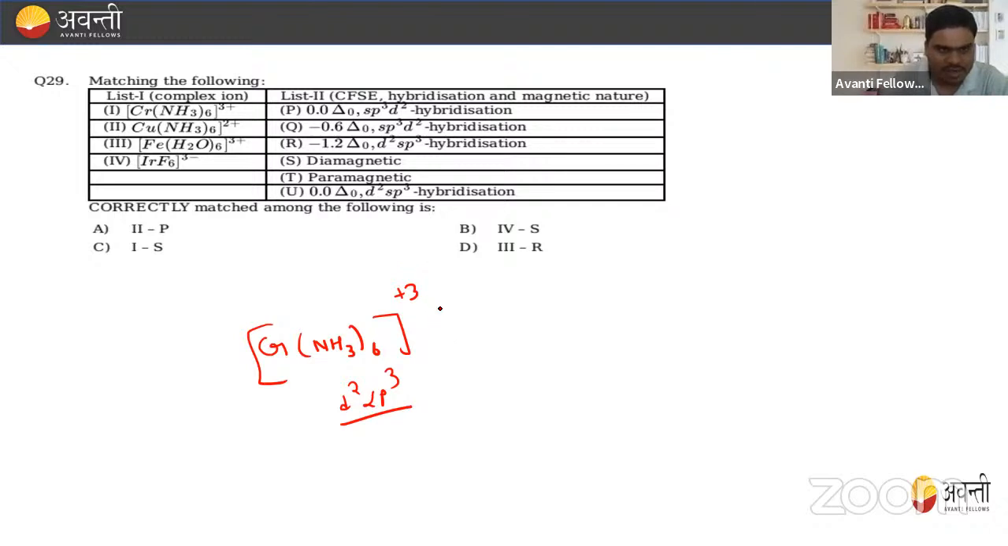Next is copper NH3 6, and this is 2+, right? So you have to identify which one is correctly matched or not. So how will you identify it?